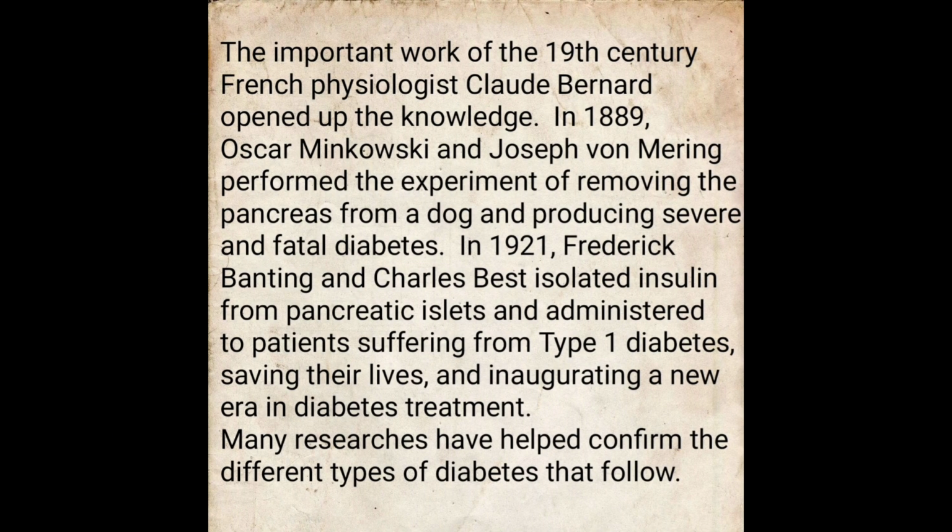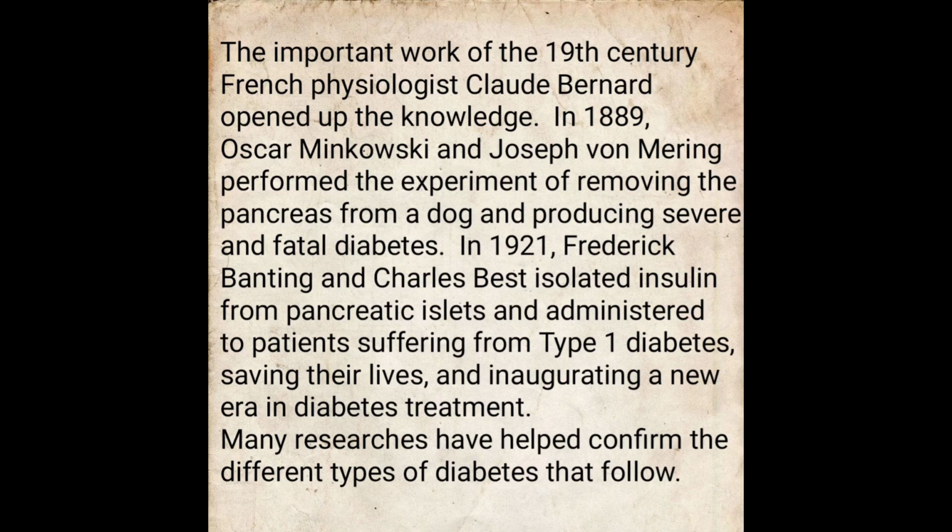The important work of the 19th century French physiologist Claude Bernard opened up the knowledge of these diabetes. In 1889, Oskar Minkowski and Joseph von Mering performed the experiment of removing the pancreas from a dog and producing severe and fatal diabetes. That is how they were able to discover that diabetes originates from the pancreas's ineffective function.